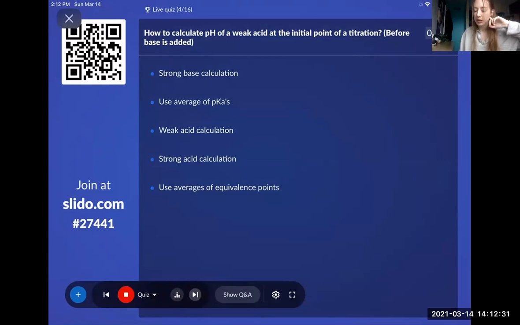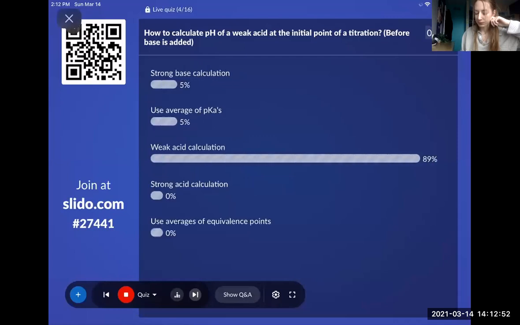Okay, but yes, so this question is, how do we calculate the pH at the beginning before we add base? Okay, I'll give you guys another second. Okay, I'm gonna go ahead. Perfect, good. So this was not supposed to be like a trick question. It just wanted to make you remember, like, we don't have any base, and so this is simply going to be a weak acid calculation at the beginning. Okay, great.